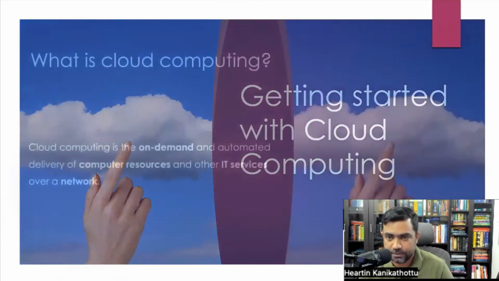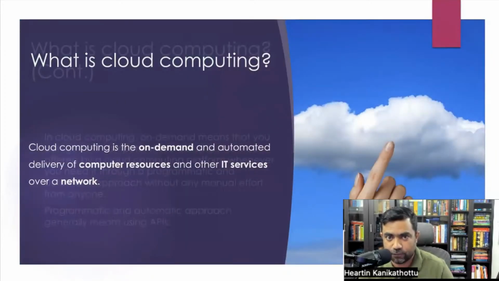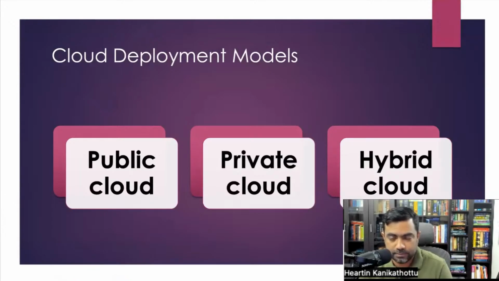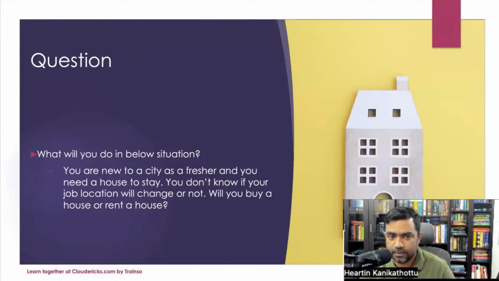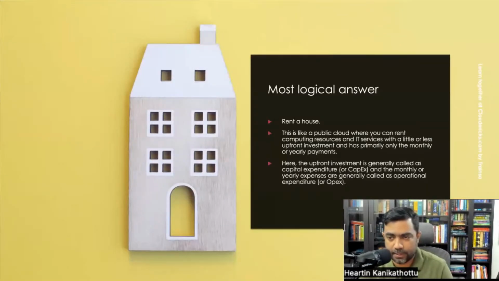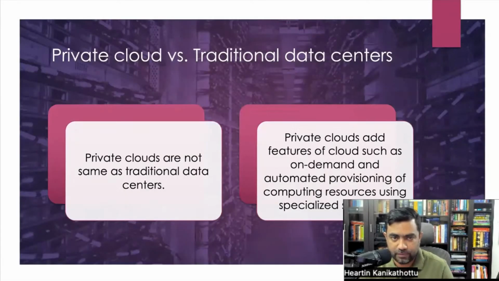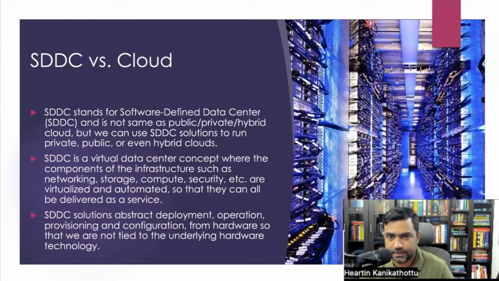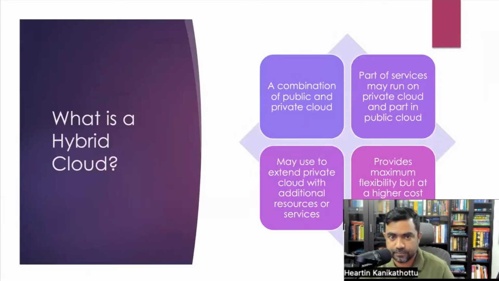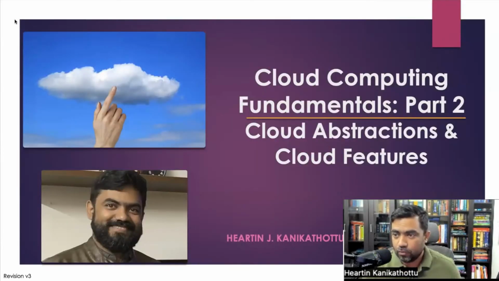And we started with cloud computing, with the definition for cloud computing, and also 3 deployment models: public cloud, private cloud, and hybrid cloud. And we went through some examples to make sure you understand what all these are. And we went through some additional topics such as private cloud versus traditional data centers, SDDC. And today we are going to get started with the cloud abstractions and the cloud features.